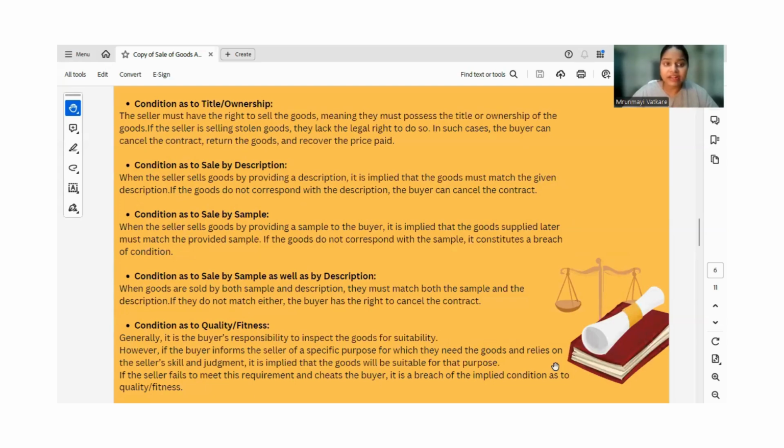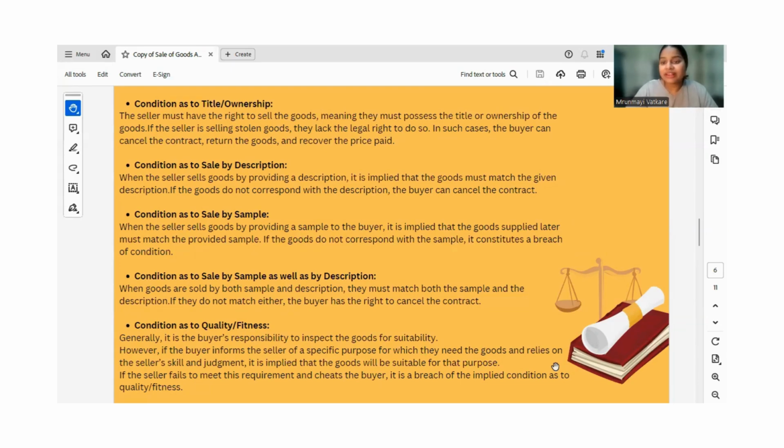Conditions as to title or ownership. The seller must have the right to sell the goods, meaning that they must possess the title or ownership of the goods. If the seller is selling stolen goods, they lack the legal right to do so. In such cases, the buyer can cancel the contract, return the goods, and recover the paid price.